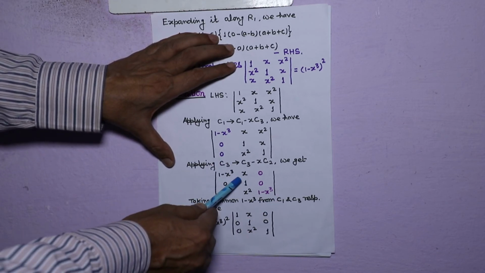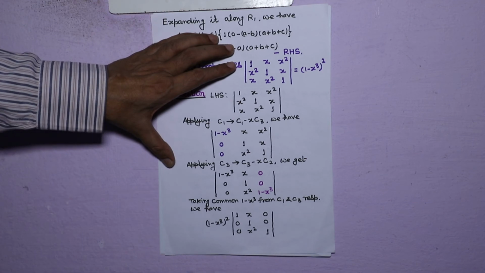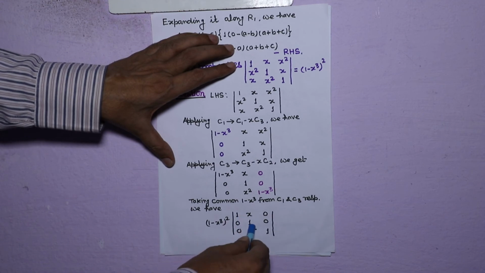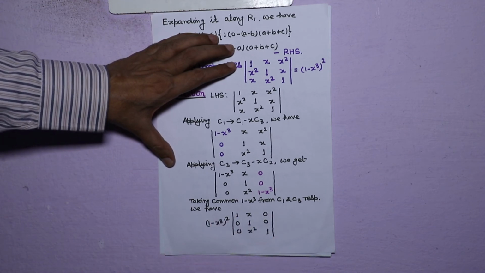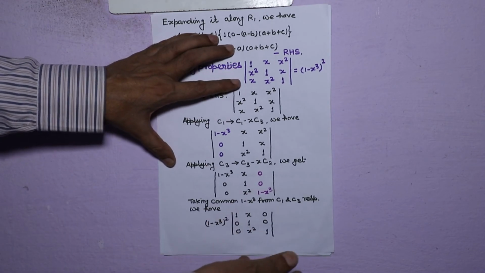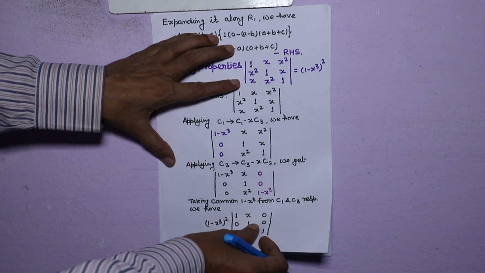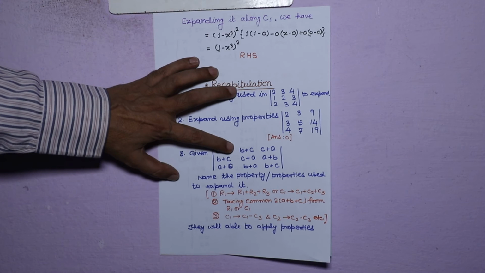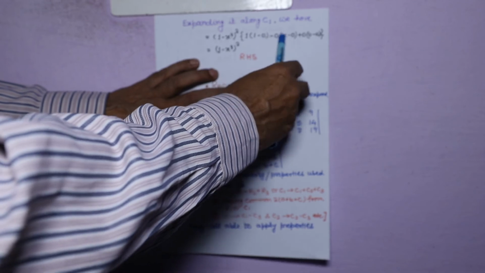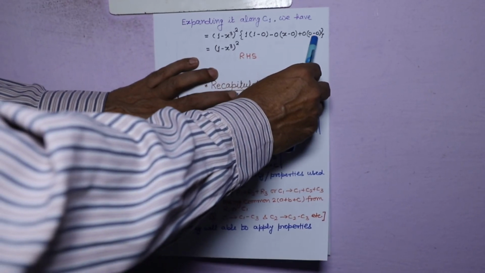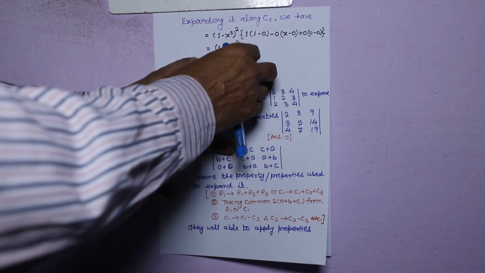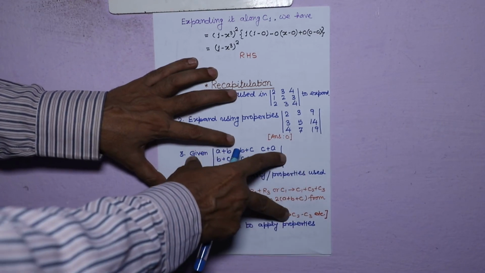Taking common 1 minus x cube from first and third column, we are getting 1 minus x cube whole square times the determinant 1, 0, 0; x, 1, x square; 0, 0, 1. Now no need to use any more property, because you will not get any simplified value. So expanding it along either first column or along first row, along first column you are getting 1 minus x cube whole square, 1 into 1 minus 0, minus 0 into x minus 0, plus 0 into 0 minus 0. No need to write these two values because they are already 0. So from here you are getting 1 minus x cube whole square.